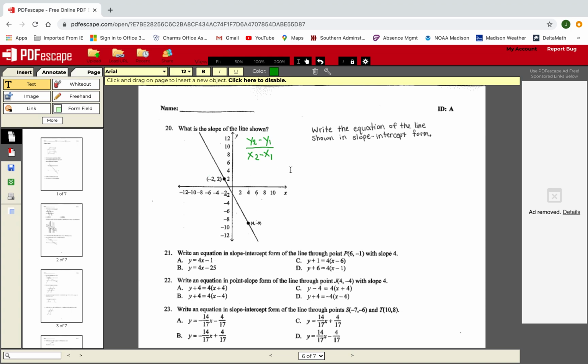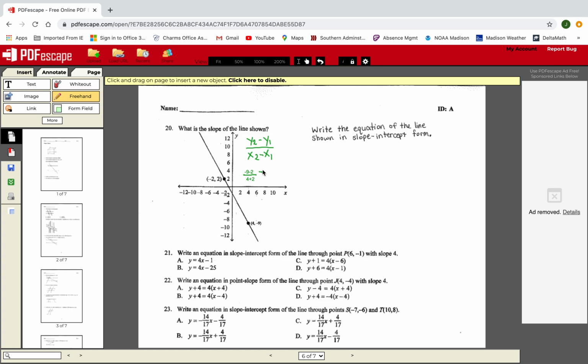So we just need to substitute our values in here. To find our slope, y2 is negative 9, and we're going to be subtracting y1, which is 2, and dividing that by x2, which is 4, and we're going to be subtracting negative 2. Minus a negative is the same thing as plus, so I'm actually going to be adding 2. Okay, so I just need to do the math here.